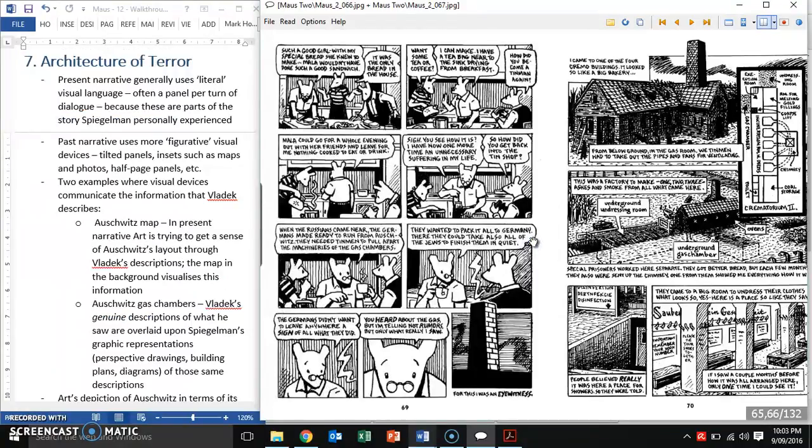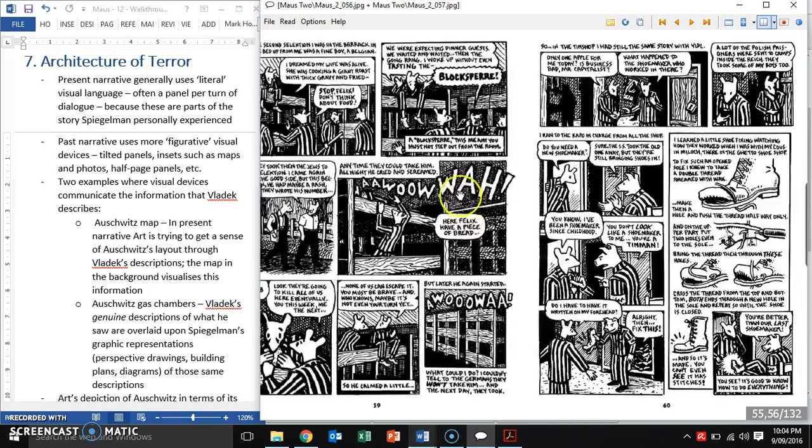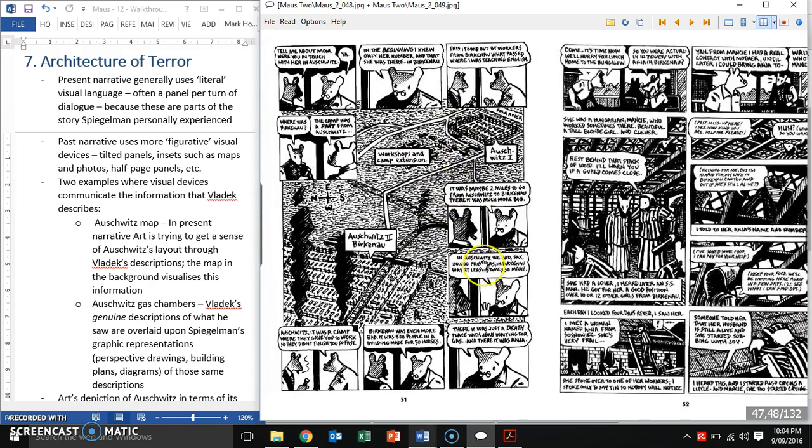So in the next part of our video, we're going to talk about these images here and the map earlier on showing us what Auschwitz looks like. Generally, and I'm really generalising here, I think the present narrative uses very literal visual language. By this I mean each panel shows a moment of conversation or interaction. This is because these moments are ones Spiegelman has himself experienced, and they're quite relatable for the reader. We can imagine ourselves in Art's shoes, talking with our dads, talking with a family member.